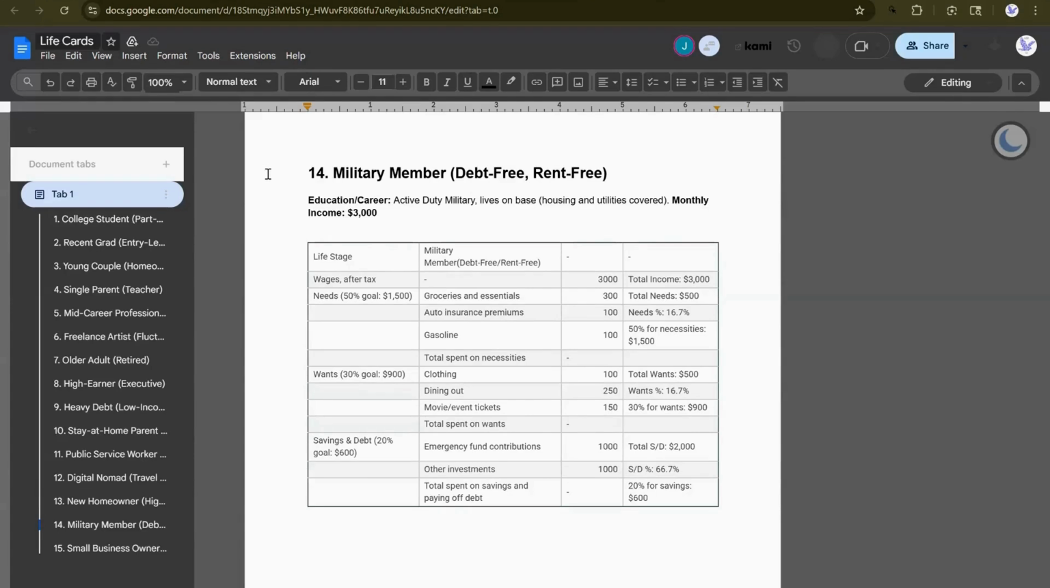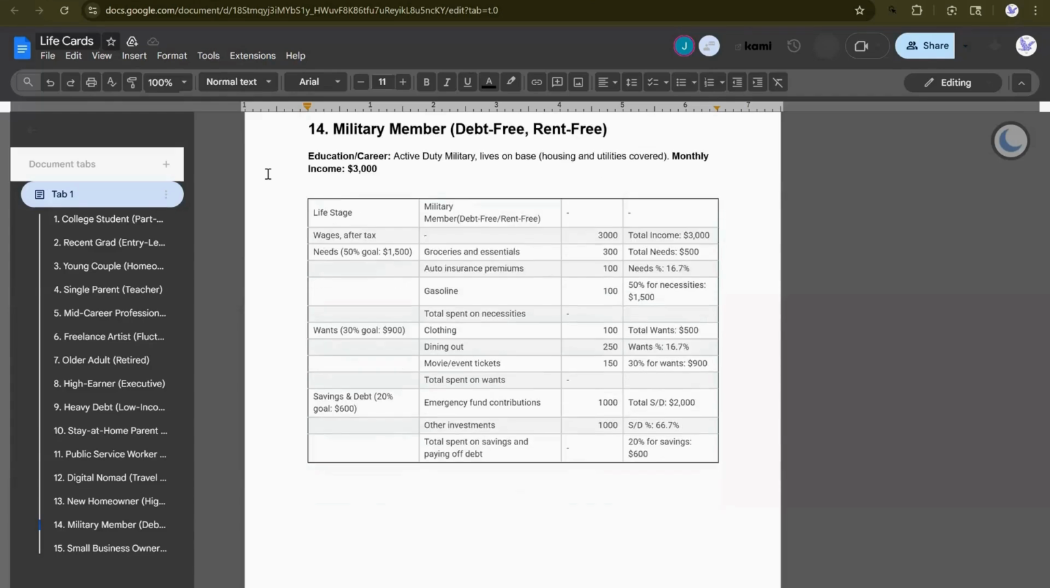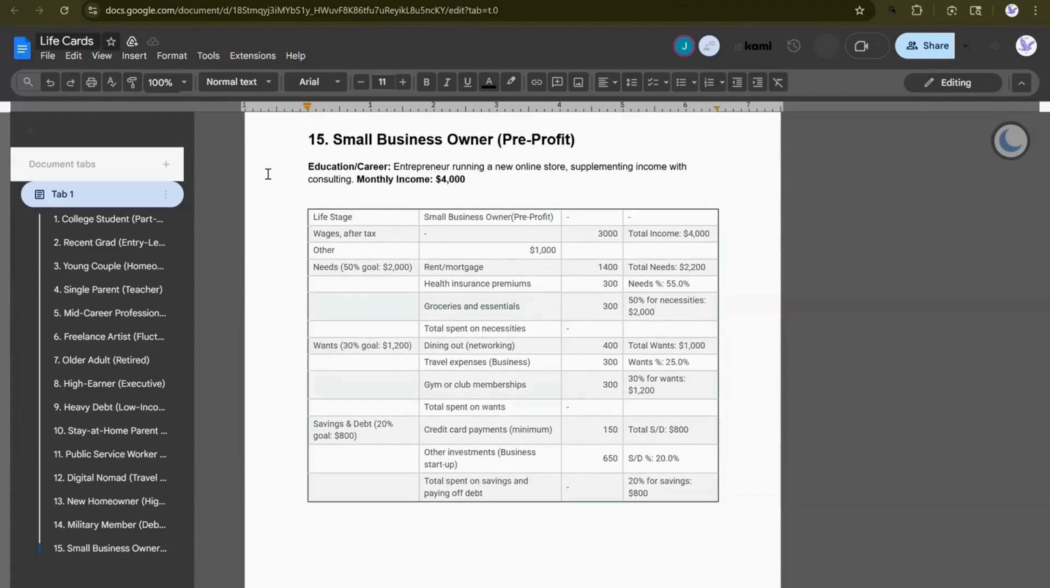Military member, debt-free recreate. I have friends that are like this, by the way. They live on base. They don't pay for anything. They eat off base. They're going to save a lot of money. This is a fun one to do. And lastly, small business owner, pre-profit. I have done this, and I am even currently in the middle of it.